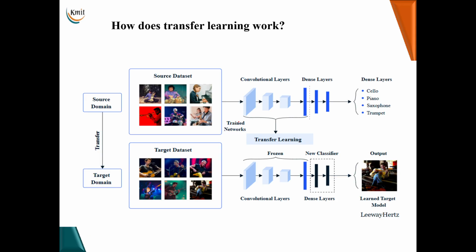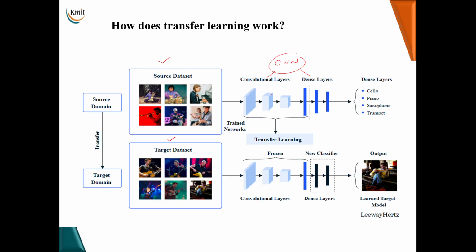This figure explains the concept of transfer learning, where we have a source dataset and a target dataset. Let us start with the source dataset. It contains images of musicians playing different instruments. A CNN is used here. A CNN is trained with all the images. A CNN has convolutional layers and dense layers. Convolutional layers extract features from the images. Dense layers process these features and classify the input images into different instrument categories.